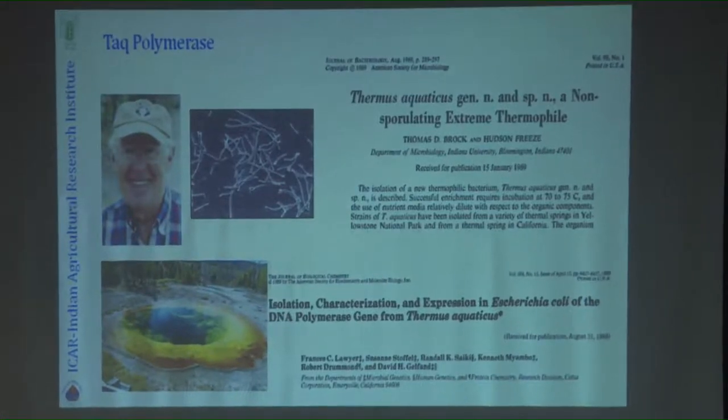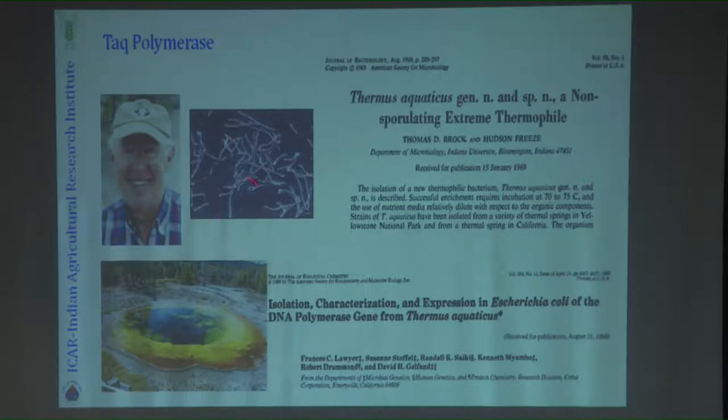So I want to introduce you to the person who isolated, who is very popular, and some of us consider him a real hero. He is Thomas D. Brock. He isolated an extreme thermophile and published it in 1969. That organism, he could describe, optimally grows at a temperature of 70. The enzyme DNA polymerase, which was isolated from this organism, went on to become an important molecule, recognized as the most important molecule by Science in the 1980s or somewhere around then.